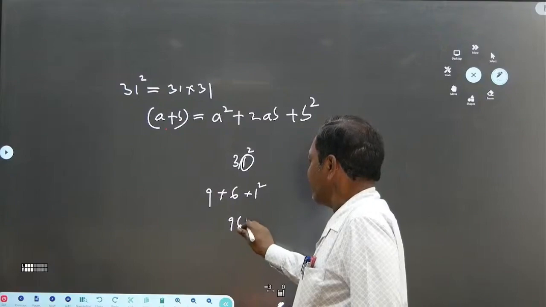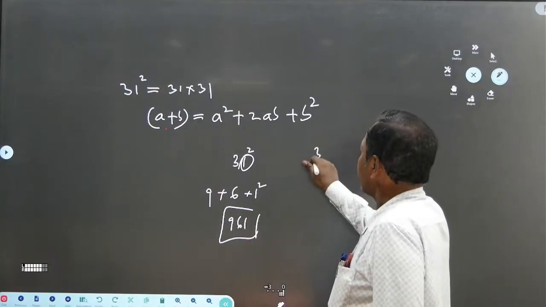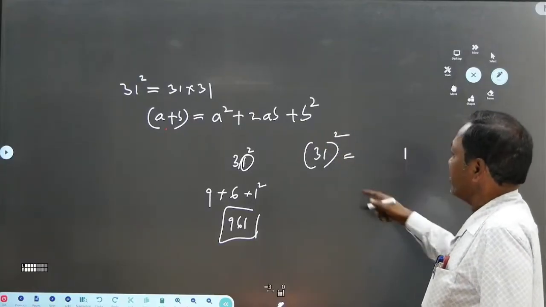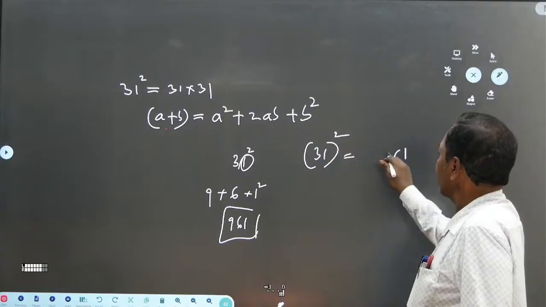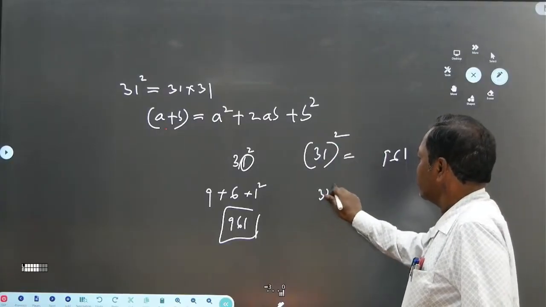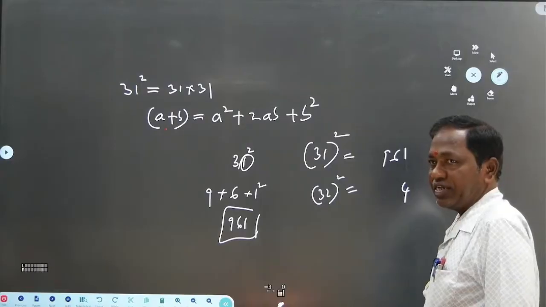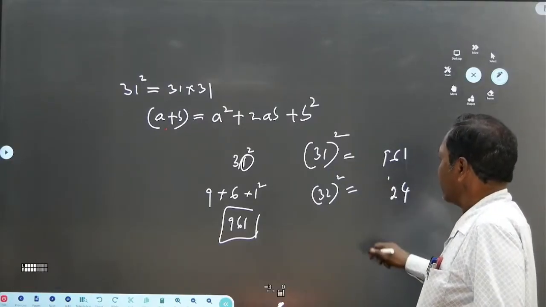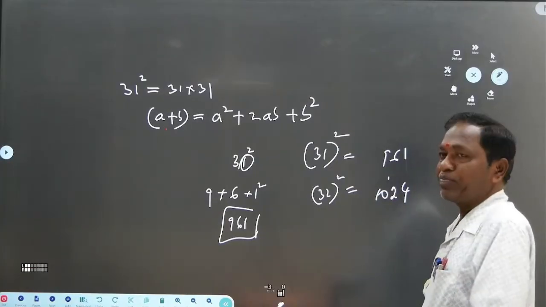Say 961 like that. So you can take 31 square like that. We write 1 square 1, 1 into 3 3, 3 into 2 6, and 3 square 9. 32 square: 2 square is 4, 2 into 3 6, double 6 into 2 12, carry 1, 9 plus 1 10, like that. So this is the Vedic mathematical process.